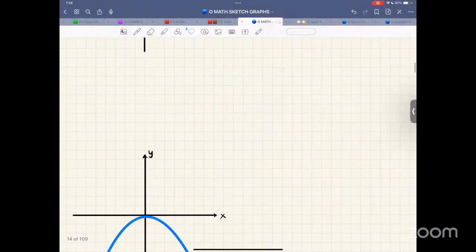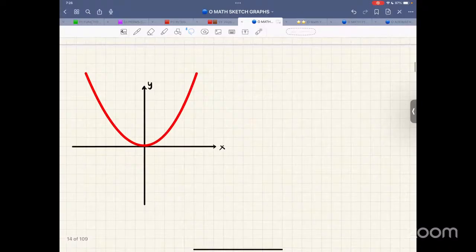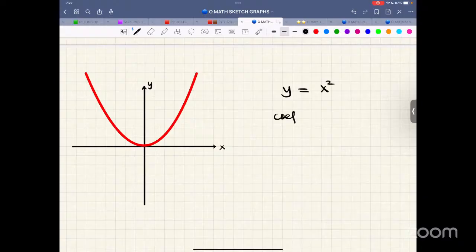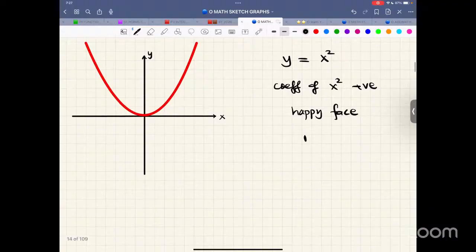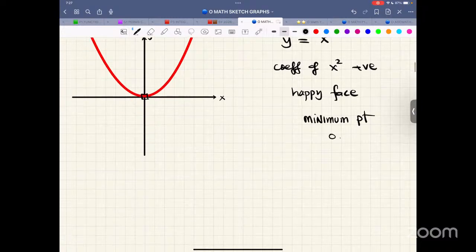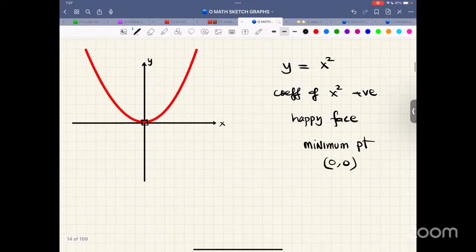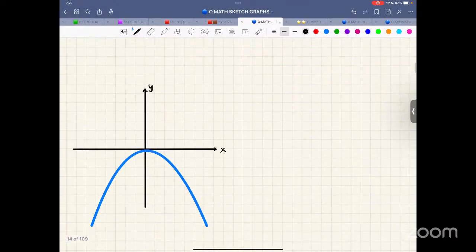Okay, so now the red one, that is the original graph. That is y is equals to x square. Coefficient of x square is positive. Therefore, it's a happy face graph. And yes, it has a minimum point. That minimum point is the origin, 0, 0, because it does not go anything below this.